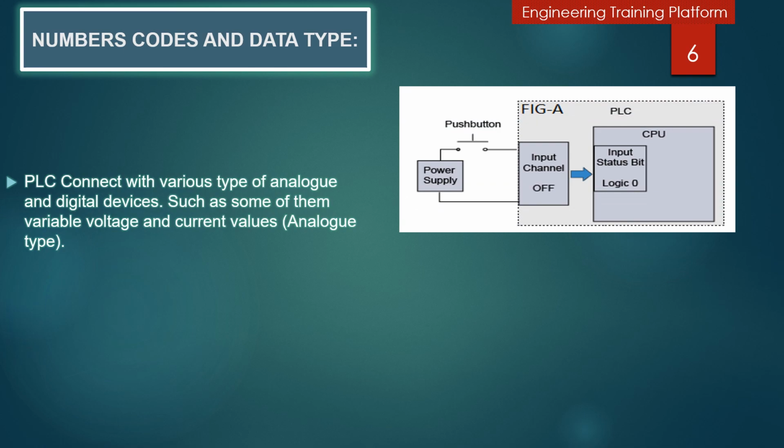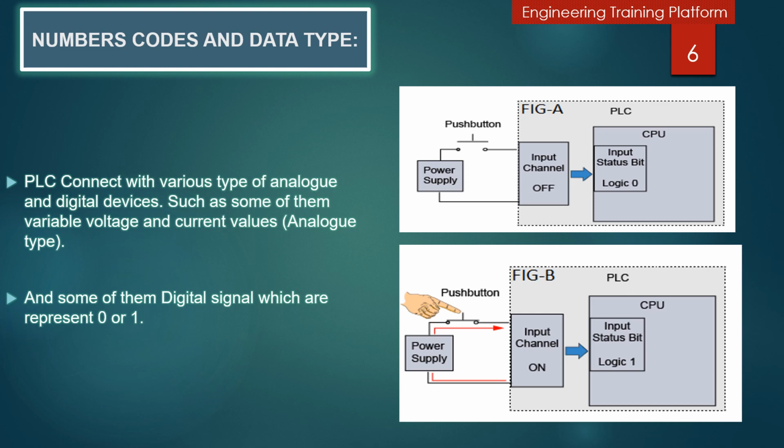A PLC connects with different kinds of devices, and some of them use variable voltage and current values, and digital signals are either on or off, which represent the binary value 0 or 1. Logic 0 indicates the device is off and logic 1 indicates the device is on.